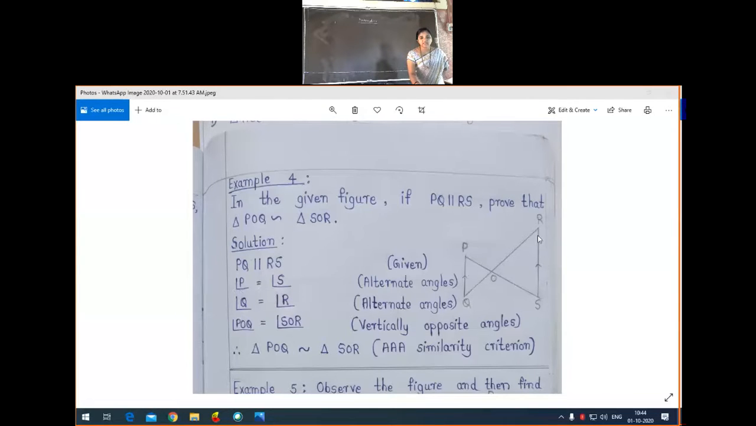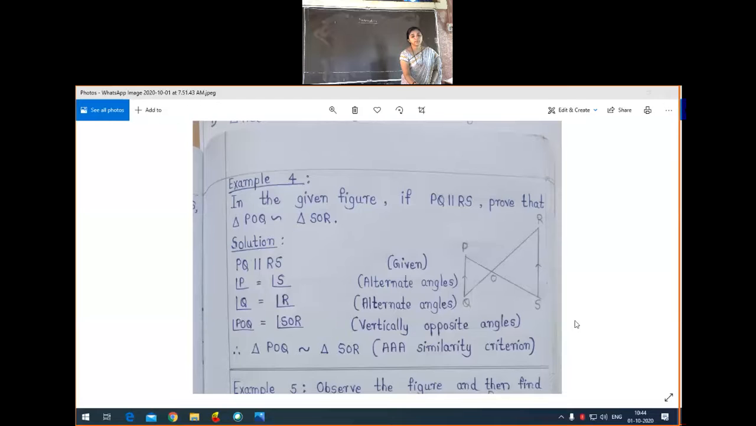Similarly, the reverse Z shape is also an alternate angle only. This angle Q is equal to angle R, that is also an alternate angle. Next, one more thing: whenever we observe this cross mark, where two lines intersect at one common point, we get vertically opposite angles. Very easy concept, that is angle POQ is equal to angle ROS. Are you observing this vertically opposite angle? Angle POQ is equal to angle SOR.